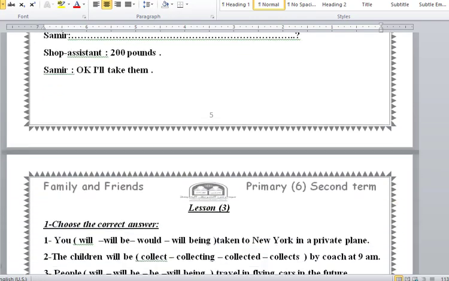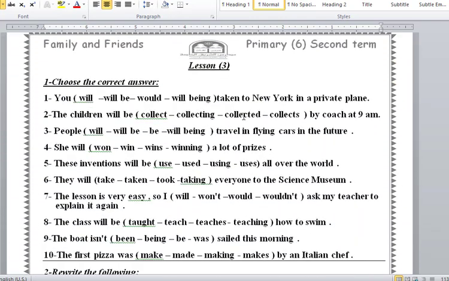Okay, here we are, lesson 3. Number 1: space taken to New York in a private plane, so it will be passive. Will be plus PP, will be plus PP. So we will use will be. Number 2: The children will be space by the coach at 9 a.m. So it will be will be plus PP, will be collected.